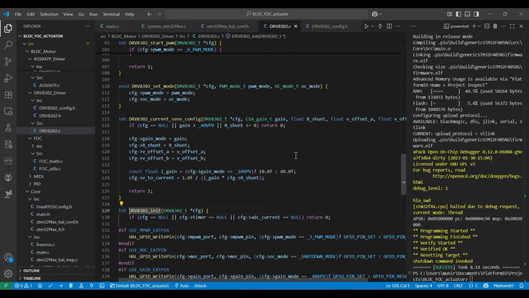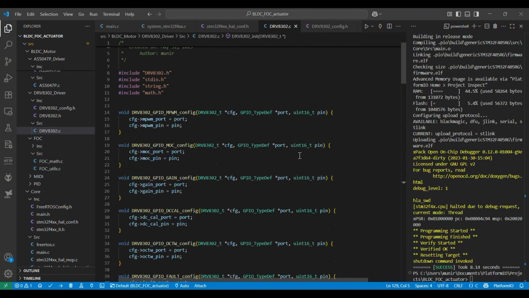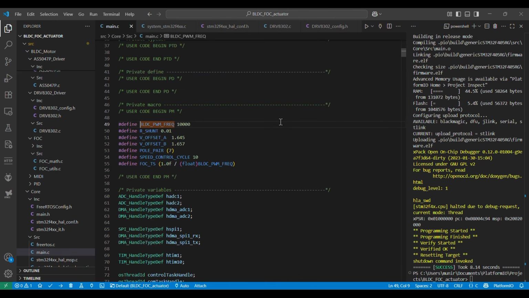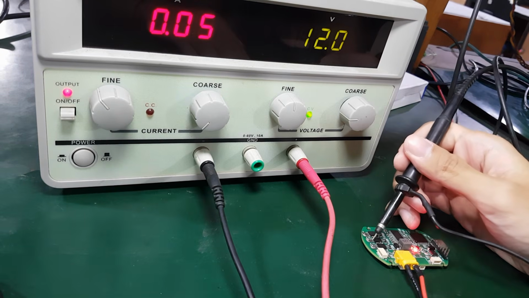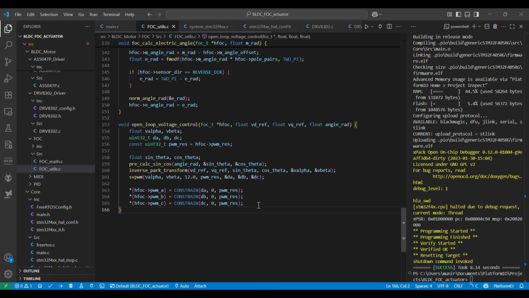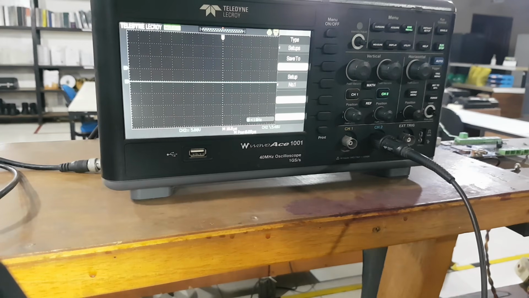I have prepared several functions for configuring the DRV8302 and setting the PWM frequency. Here I'm using a frequency of 10 kHz, which is common for BLDC. If the inverter is safe, the motor is connected and supplied with a sinusoidal voltage in open-loop mode using the inverse Park transform and SVPWM. The goal is to ensure that the PWM system, signal generation, and driver are functioning properly.